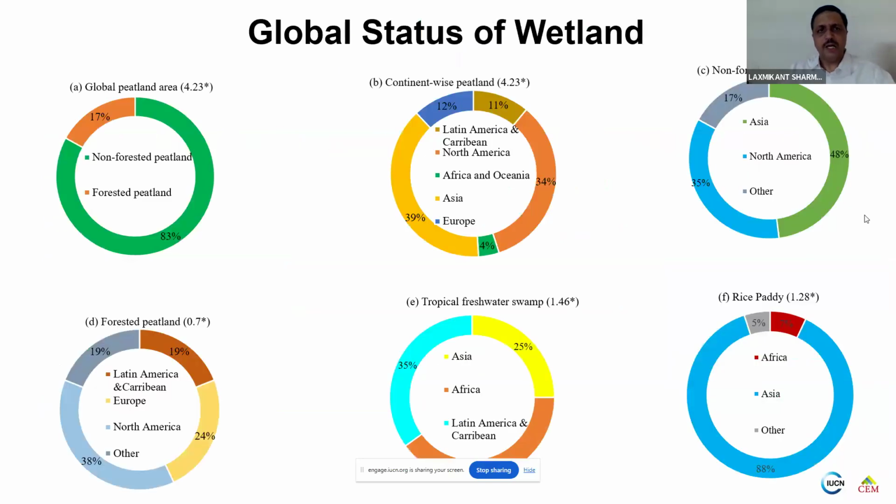Broadly, we can categorize them. If you see the global status of wetlands, the global peatland area in forested peatlands is much lesser than in non-forested peatlands.